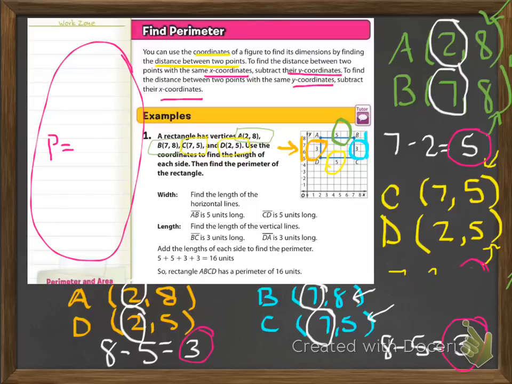This 7 minus 2 equals 5. It's still going to be 7 minus 2 equals 5, but we're just going to do it in white. 7 minus 2 equals 5. And so that other side length there. So now we're just going to add those up.